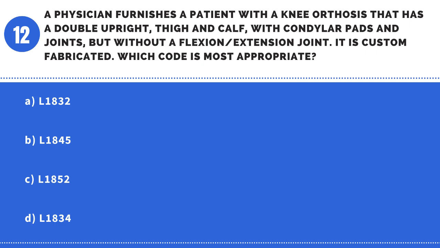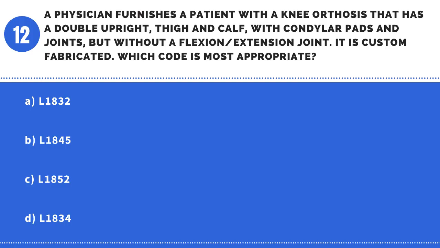A physician furnishes a patient with a knee orthosis that has a double upright, thigh and calf, with condylar pads and joints, but without a flexion/extension joint. It is custom fabricated. Which code is most appropriate? A. L1832. B. L1845. C. L1852. D. L1834.